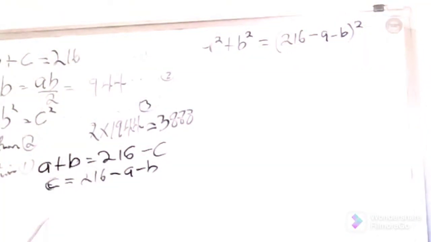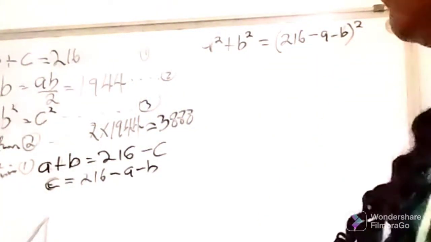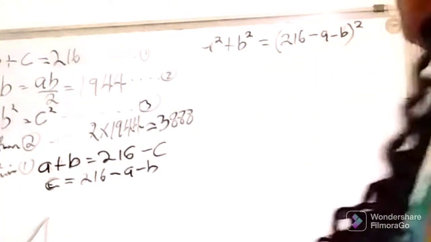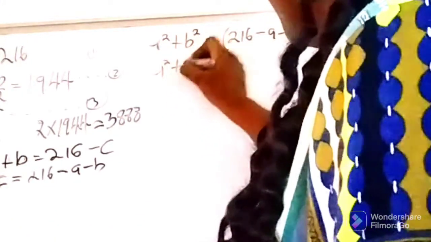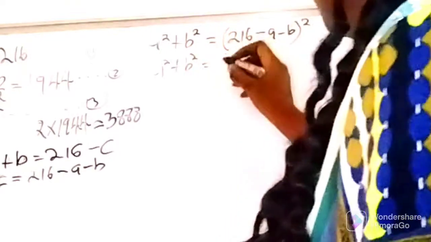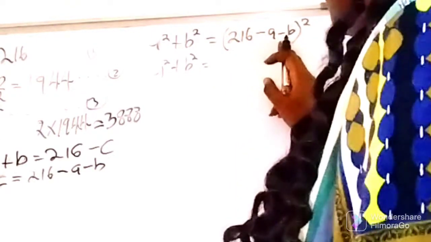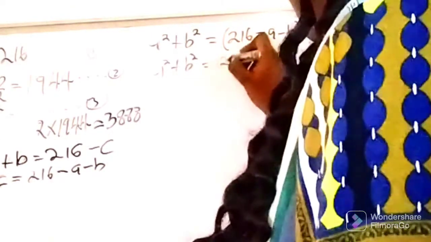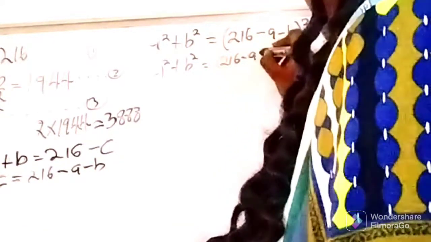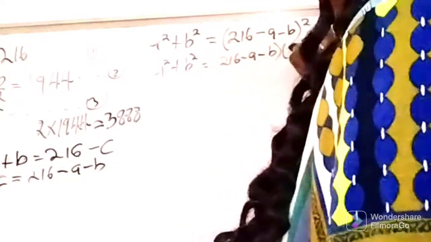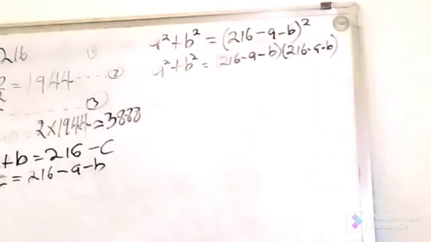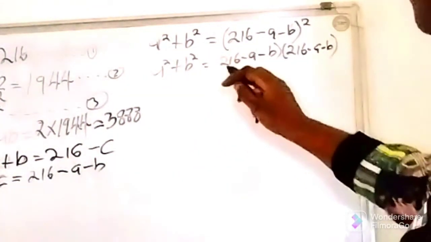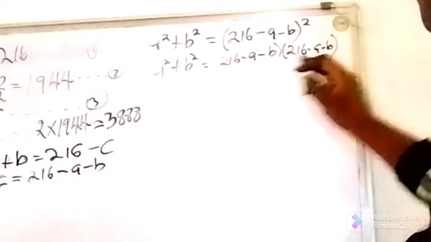So we're going to expand this equation. So we'll have A squared plus B squared equal to this times this, that's 216 minus A minus B, bracket 216 minus A minus B. So expanding this, it'll be this times this times this times this.